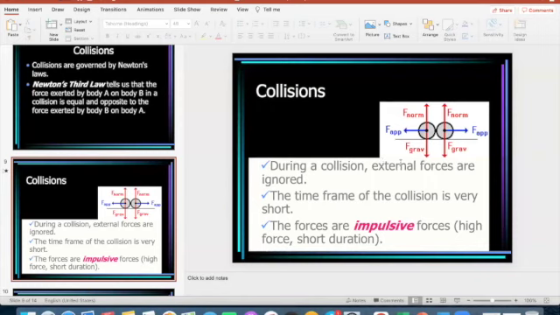All right, so during a collision, your external forces are ignored, and the time frame of that collision is very, very short. So the forces are impulsive forces. It's a high force over a short amount of time. So it has a short duration.